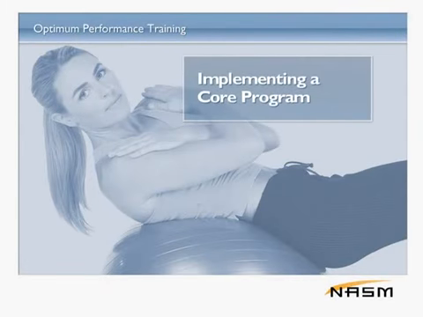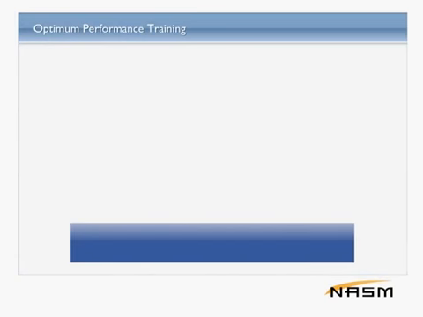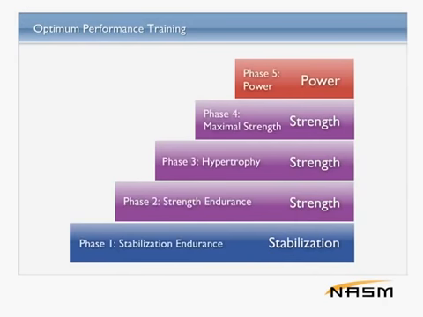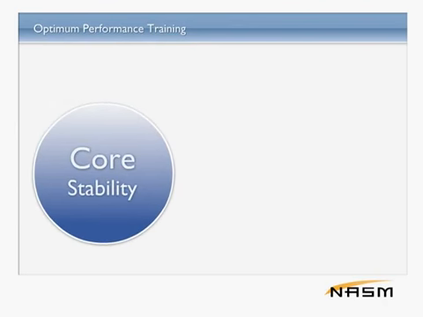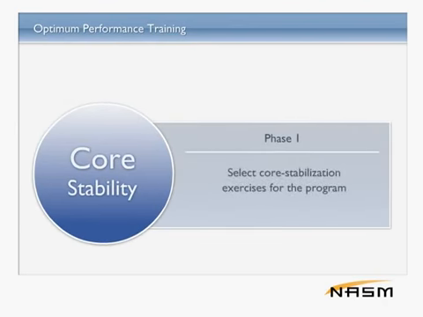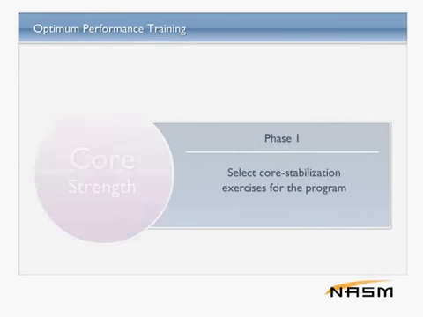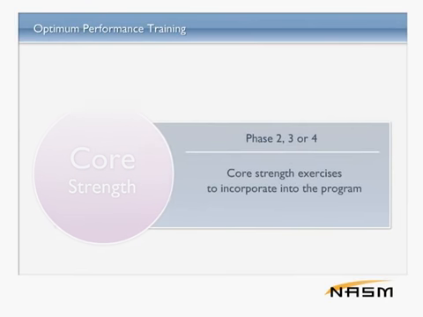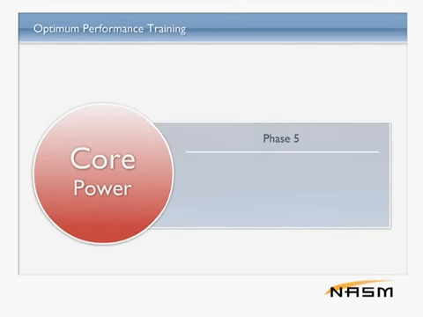Implementing a core program. As mentioned earlier, implementing a core training program requires that the health and fitness professionals follow the progression of the OPT model. For example, if a client is in the stabilization level of training, Phase 1, select core stabilization exercises to include in the program. For a different client who has progressed to the strength level of training, Phases 2, 3, or 4, the health and fitness professional should select core strength exercises to incorporate into the program. For an advanced client in the power level of training, Phase 5, use core power exercises in their routine.